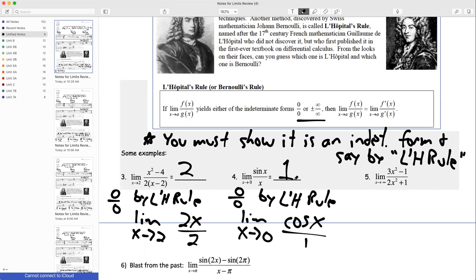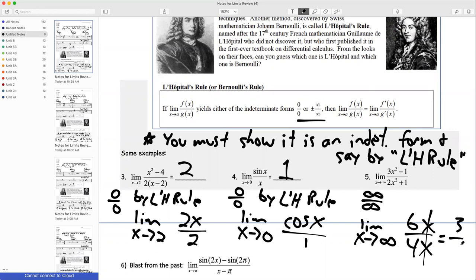So like on number 5, Joe, I would never solve this by L'Hopital's rule because you can look at it. It's going to infinity. You can see the degrees are the same, so the value of this is 3 over 2. However, L'Hopital's rule applies because we get infinity over infinity. And so the limit as x approaches infinity, I'm going to take the derivative of the top and the derivative of the bottom. So I have 6x over 4x, and my x's cancel. And I'm left with 6 over 4 or 3 over 2.